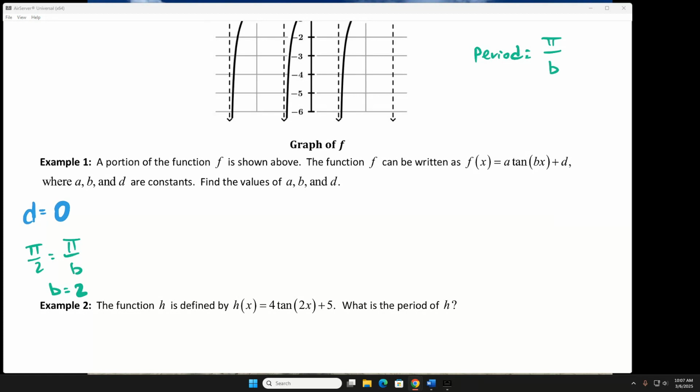Just remember for tangent to use pi instead of 2 pi. All right, finding A is a lot less straightforward. Finding A on sine and cosine were super easy. Tangent is not super easy.